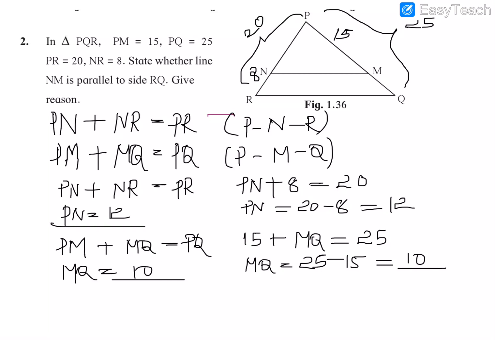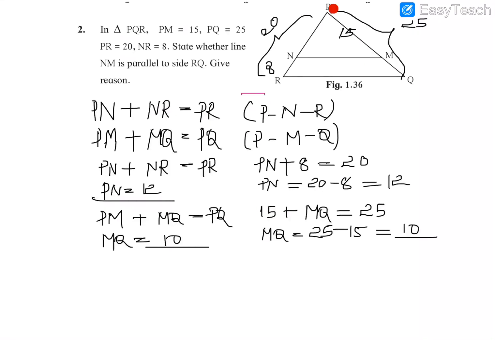So now we have got the values of the sides. I am going to write the ratio of these two sides, PR and PQ, how these points N and M divide the lines PR and PQ. So now I am going to write the ratio PN by NR and PM by MQ. So first, PN by NR.